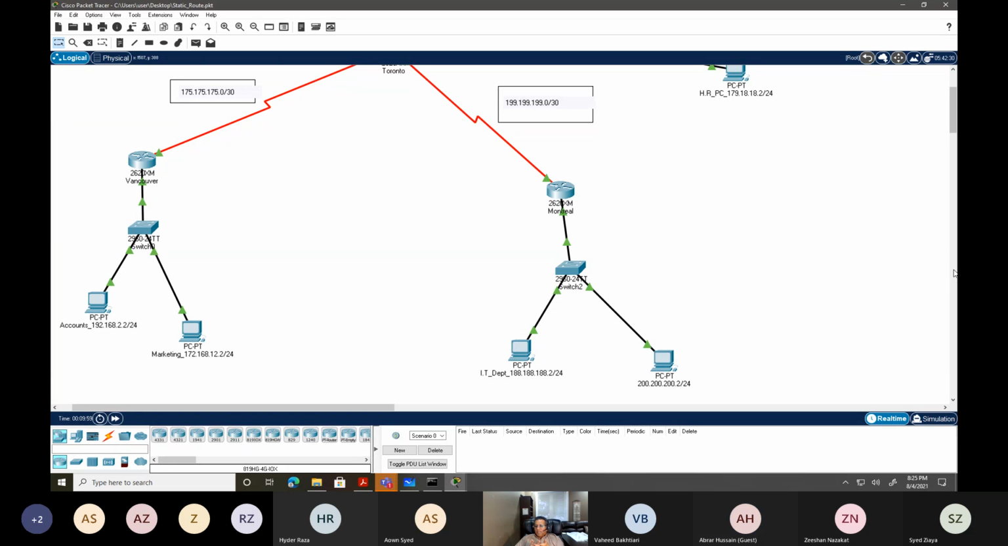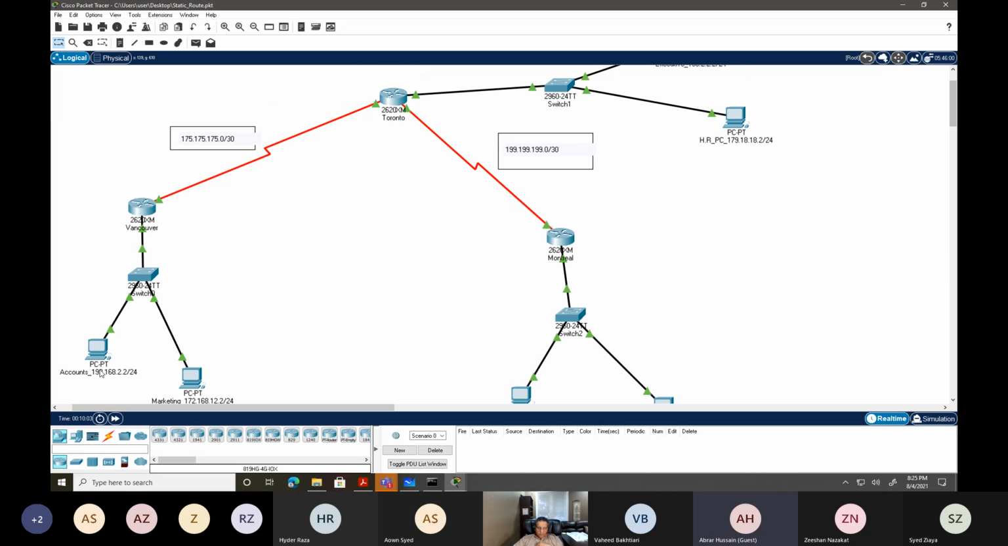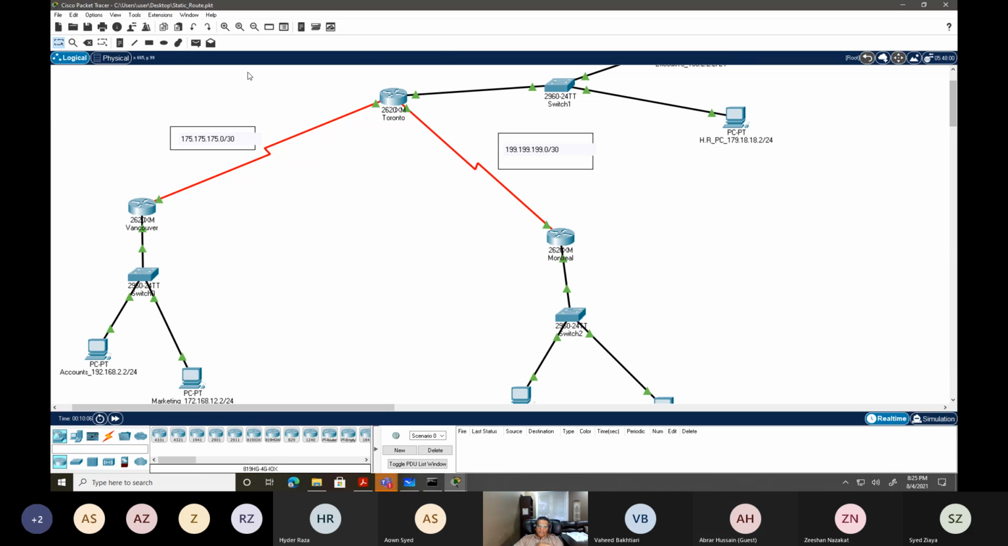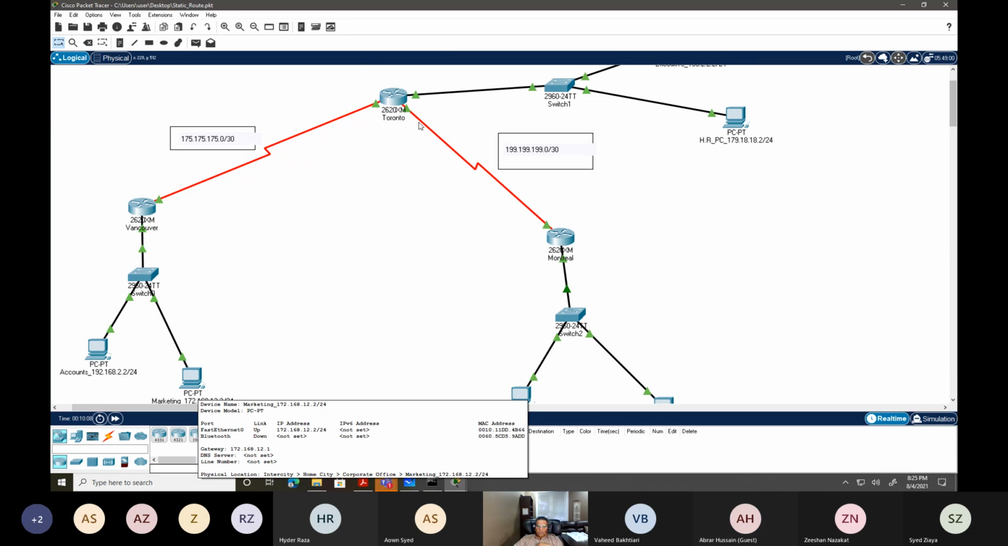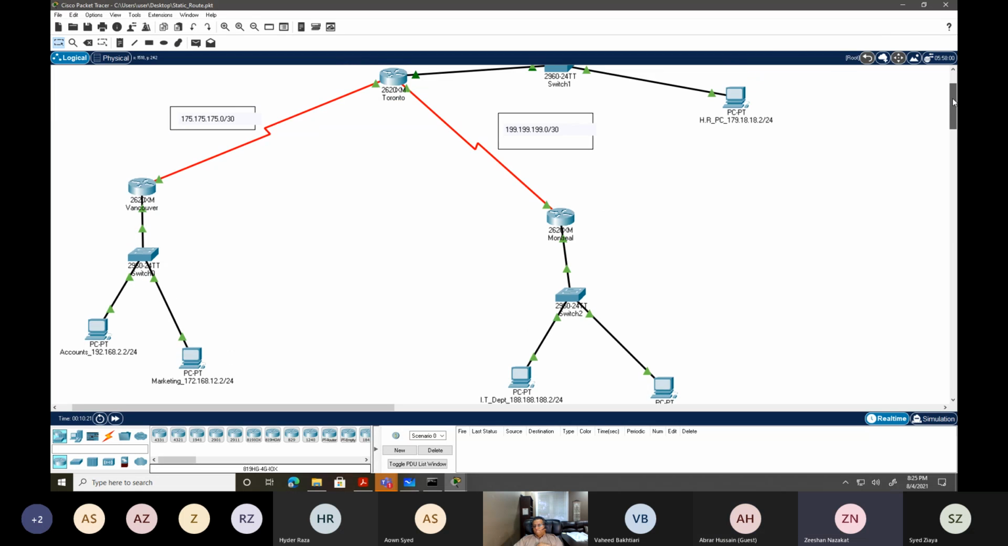Because otherwise, if you don't put four, what would happen? You will be saying IP route for this network, send the traffic to Vancouver. For this network, send the traffic to Vancouver. For this network sitting in Montreal, send the traffic from Toronto to Montreal. And then for 200, also send it to Montreal. So that means we have to define everything in Toronto, so then he knows where we have to send the traffic.